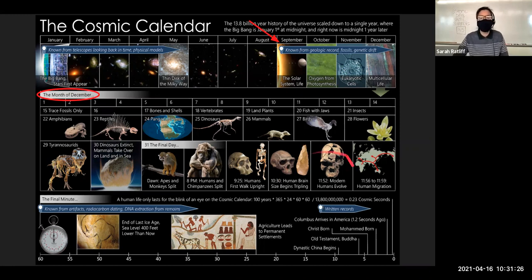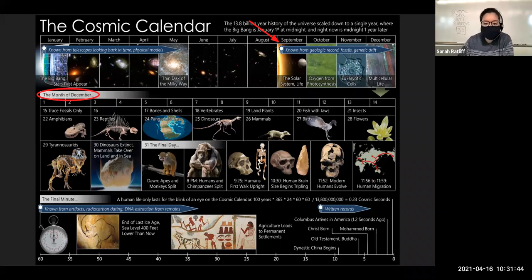11:52, last few minutes here. Modern humans, Homo sapiens. 11:56 to 11:59, we're migrating. We're spreading across the different continents. We're becoming the most dominant life form here.